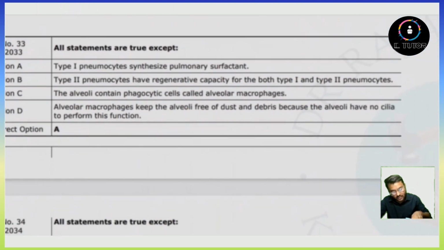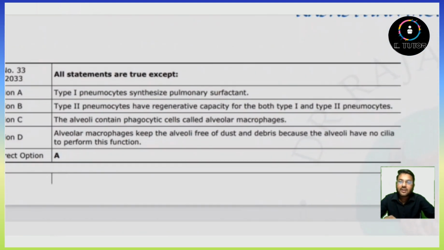Next question is, all statements are true except type 1 pneumocytes synthesize pulmonary surfactant. No, this is not true. It is type 2 pneumocytes which synthesize the pulmonary surfactant. So the answer here will be option A.